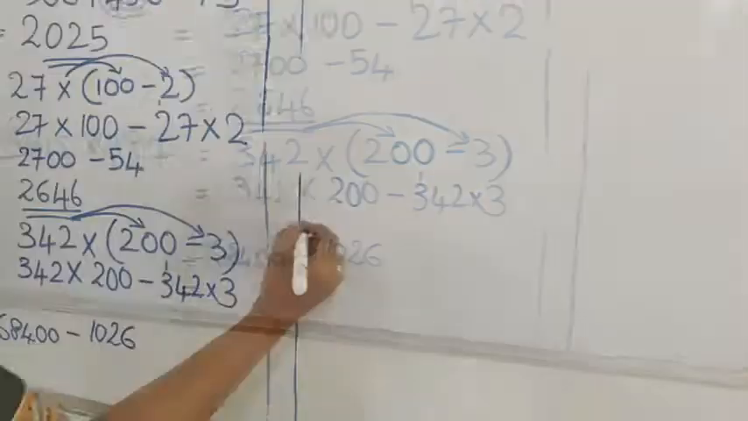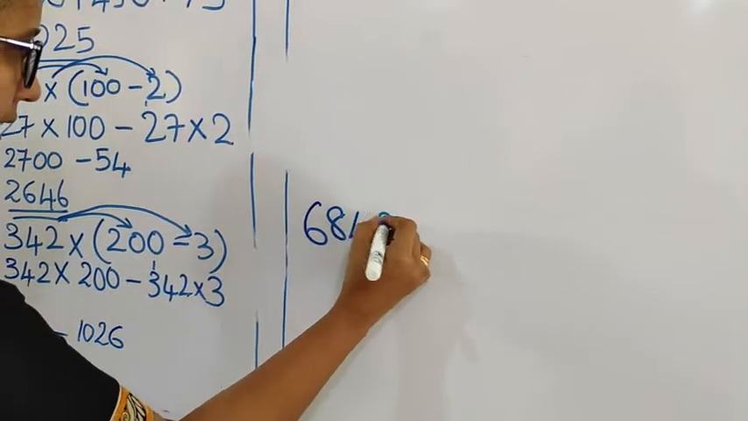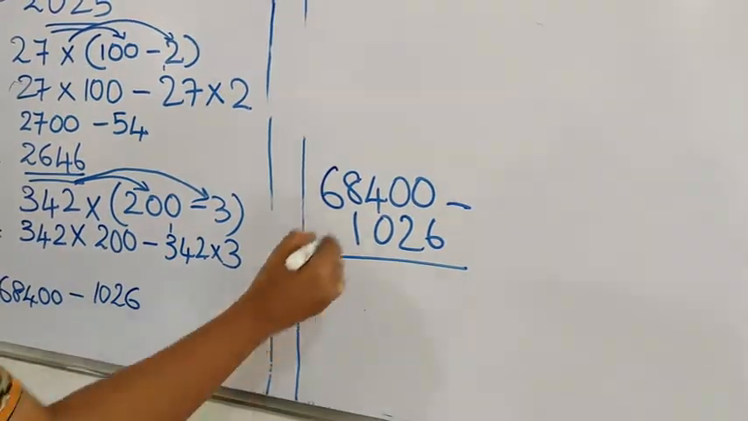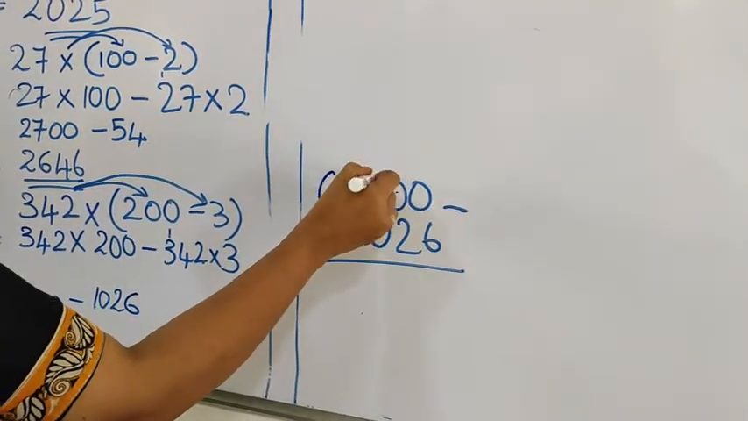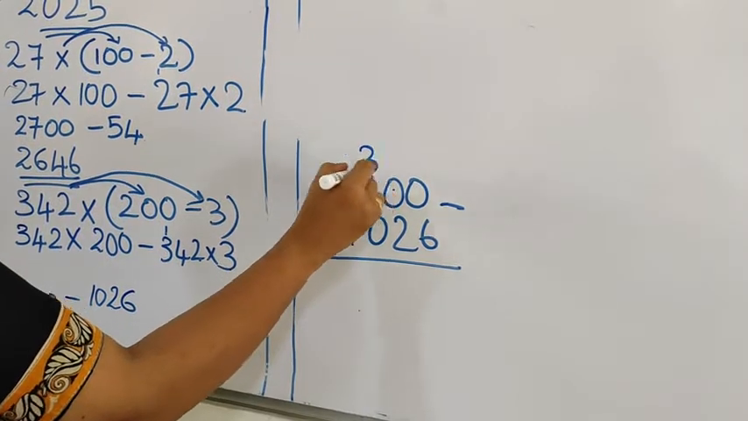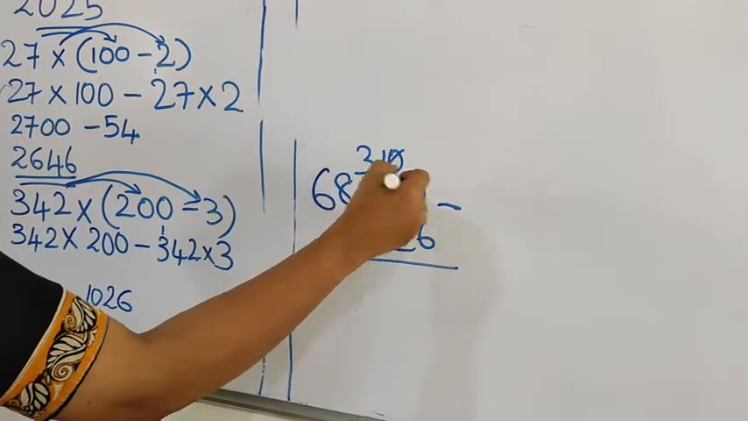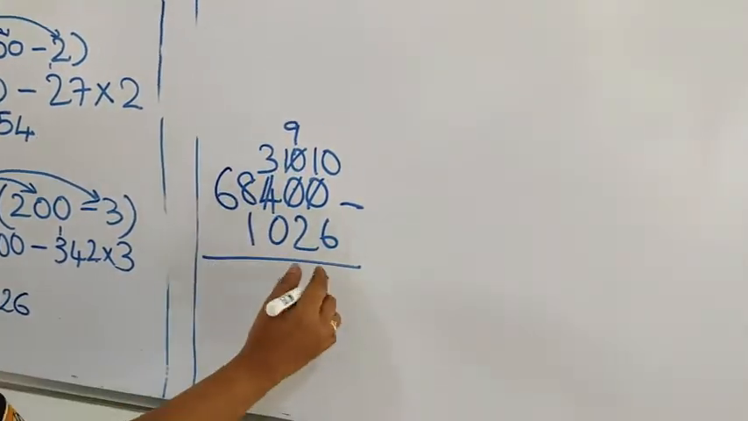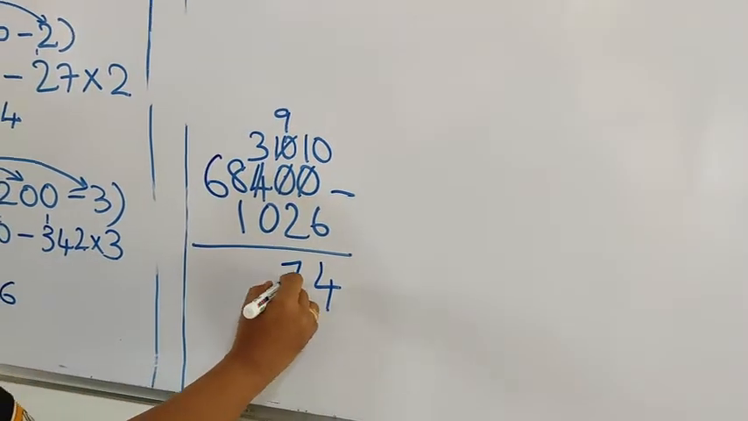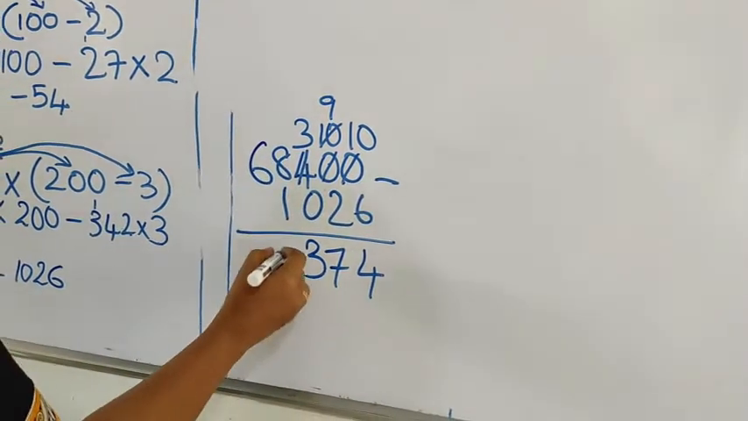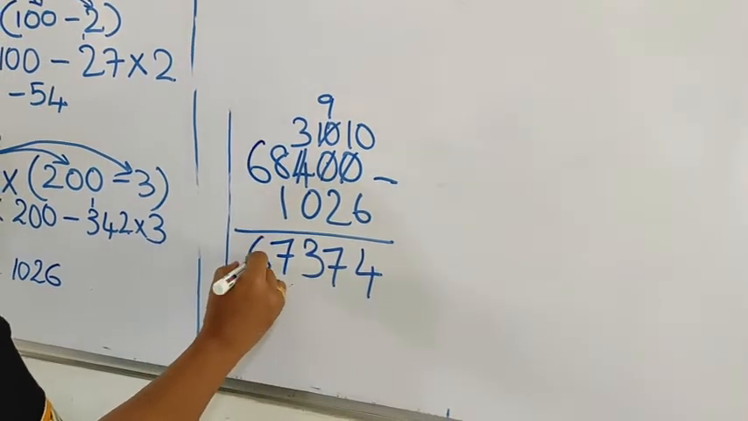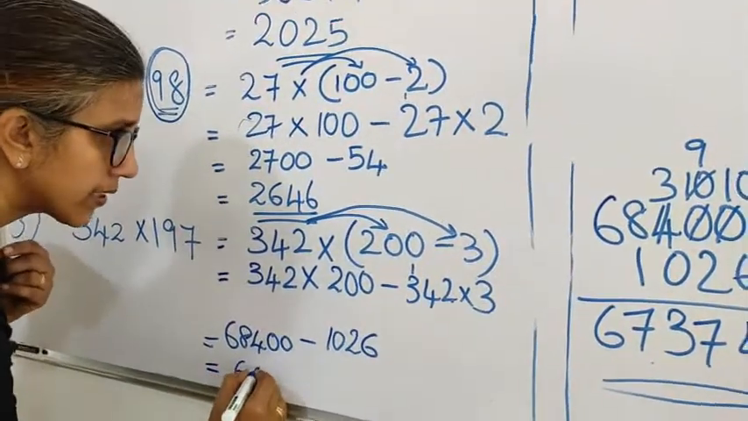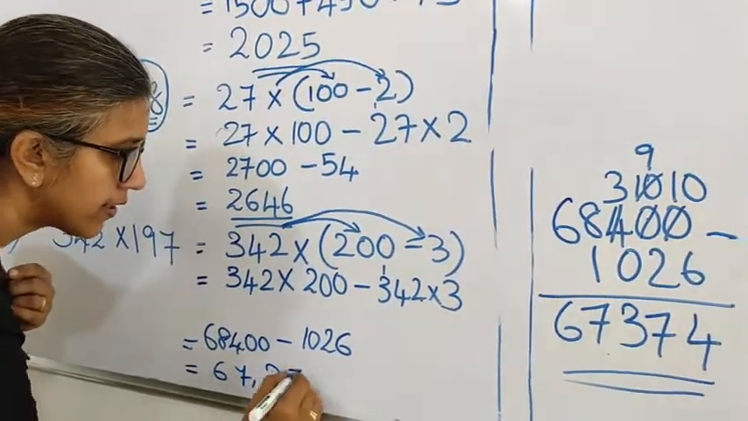And when you subtract 68,400 minus 1026, here I cannot borrow from 0, so I have to borrow from 4, and 4 will become 3, 0 will become 10. From 10 again I will borrow, this will become 9 and this 0 becomes 10. 10 minus 6 is 4, 9 minus 2 is 7, 3 minus 0 is 3, 8 minus 1 is 7 and 6. So the final answer will be 67,374.